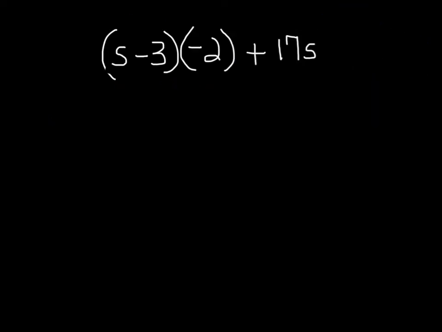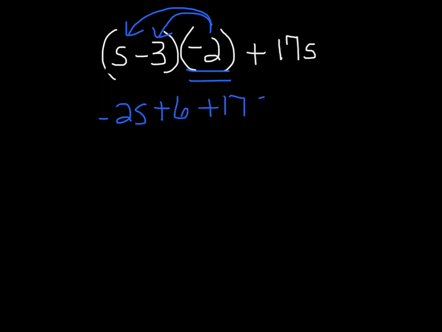The last example that we are going to look at is the quantity of s minus 3 times negative 2 plus 17s. Remember, what you are distributing can be on the left side of your quantity or it can be on the right side of your quantity. In this case, the negative 2 is on the right side and it needs to be distributed to the two terms on the inside of your quantity. So you have negative 2 times s is negative 2s. Now you have negative 2 times negative 3 and you're going to get a positive 6. And we will bring plus 17s straight down.